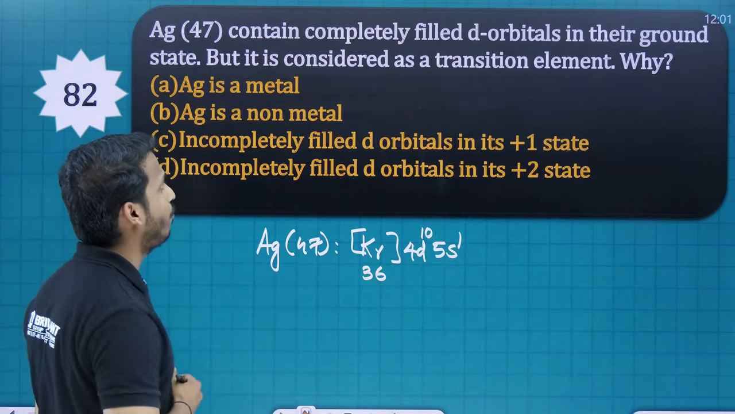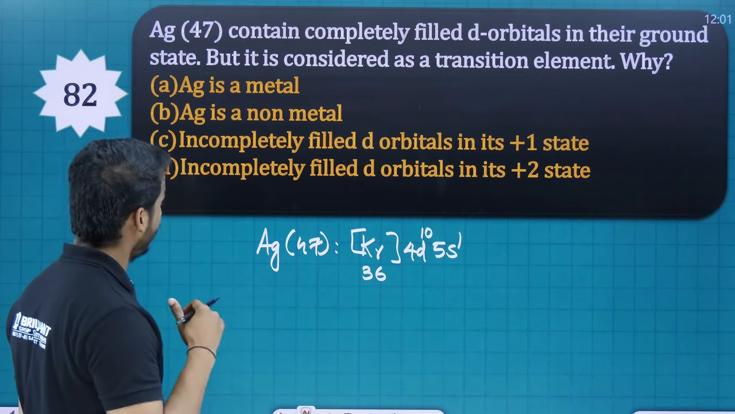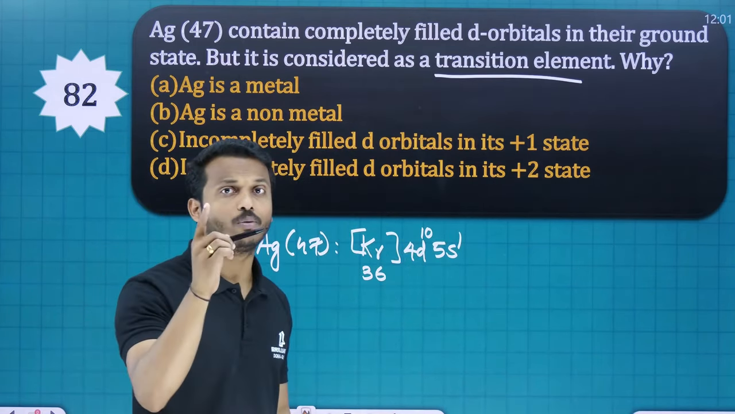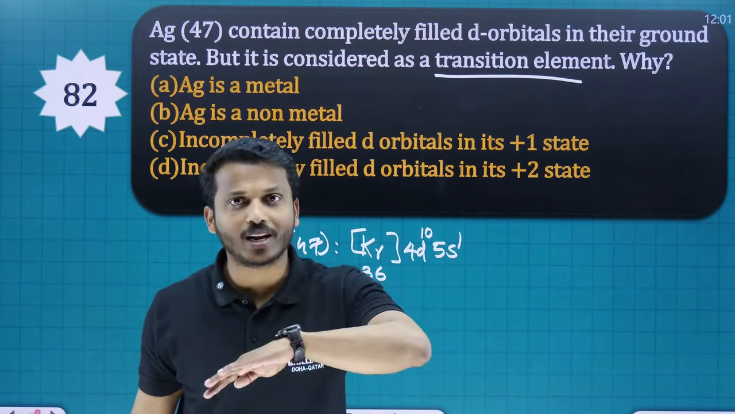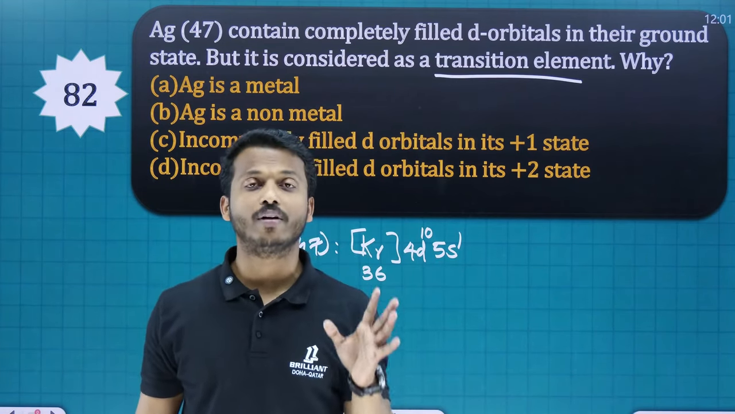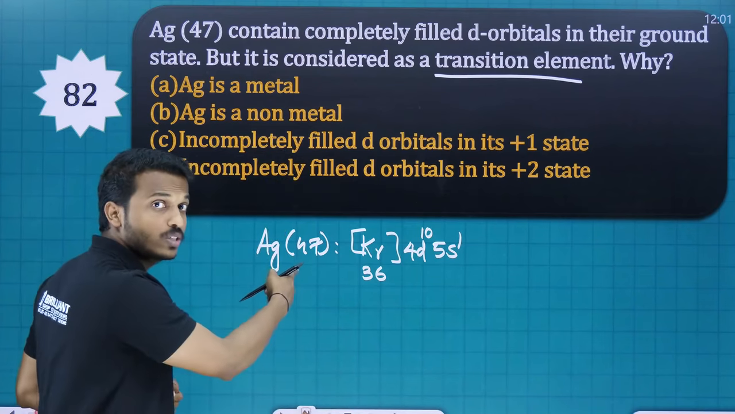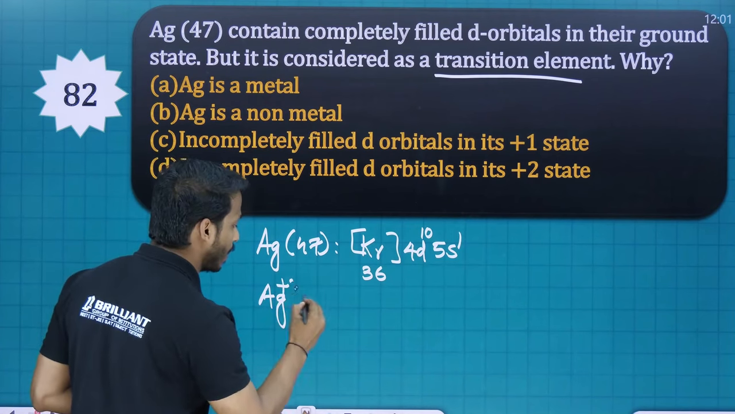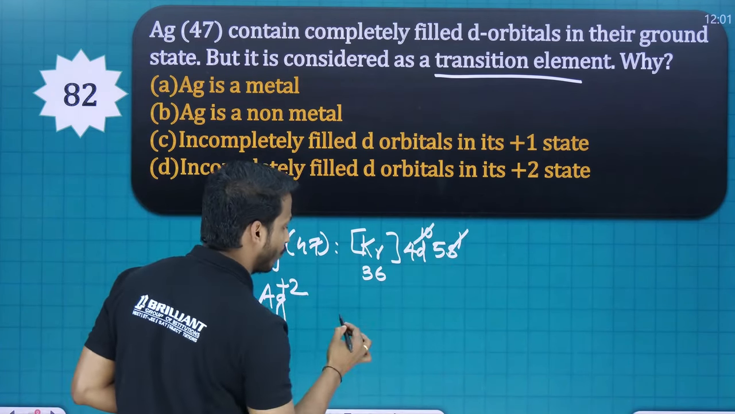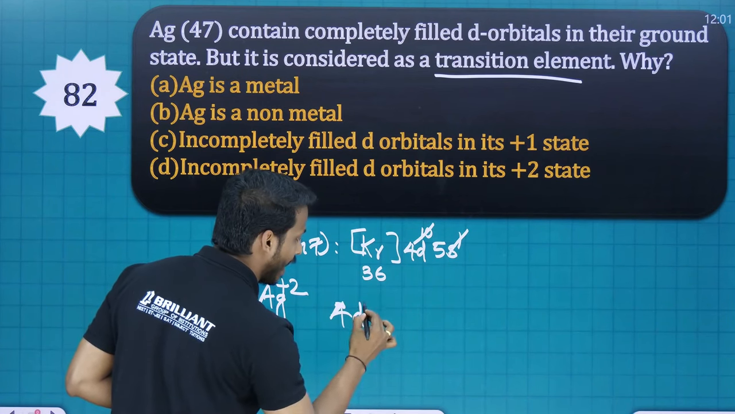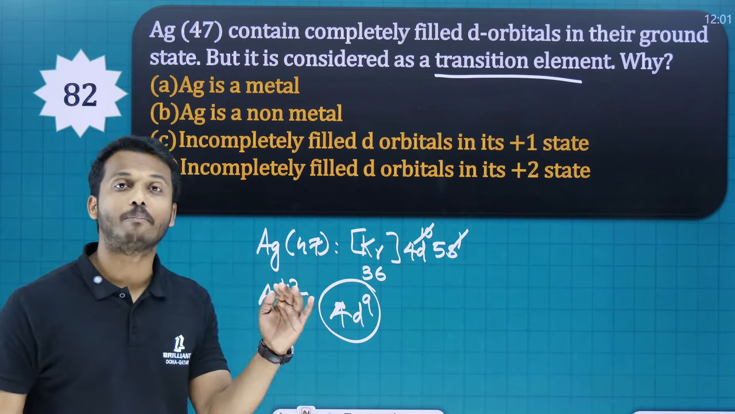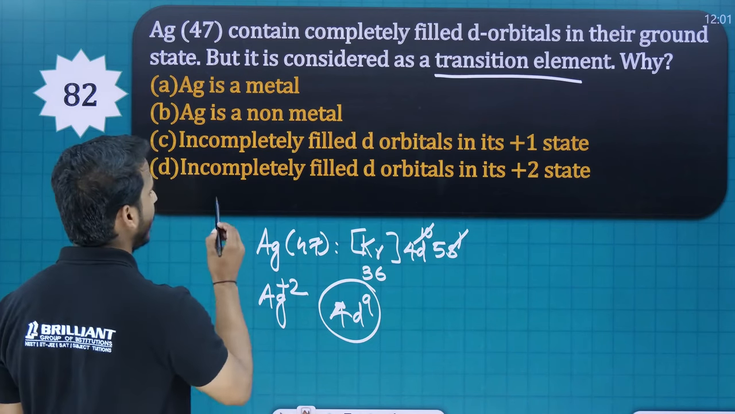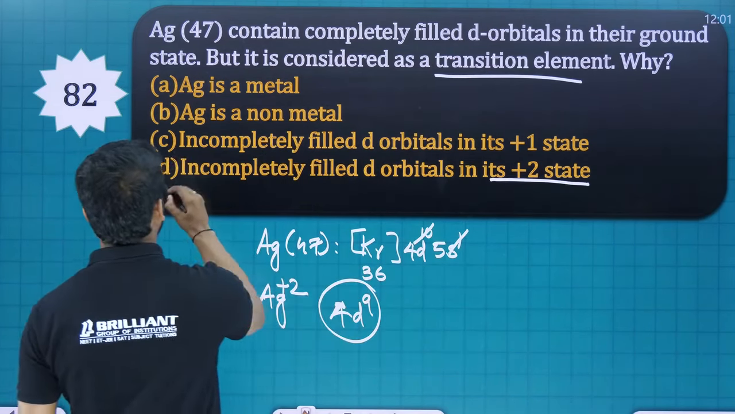Silver actually contains a completely filled d orbital in its ground state, but it is considered a transition element. If it wants to be a transition element, what is the condition we said? Either in ground state or in oxidation state, it should have an incompletely filled d orbital. This is the ground state. Let me check the oxidation state. Silver shows two oxidation states, +1 and +2. Let me take +2. +2 state means one electron from here, one from here. What is left? 4d9. See, the d orbital is incompletely filled in its oxidation state. Therefore, it is a transition element, having an incompletely filled d orbital in its +2 state.